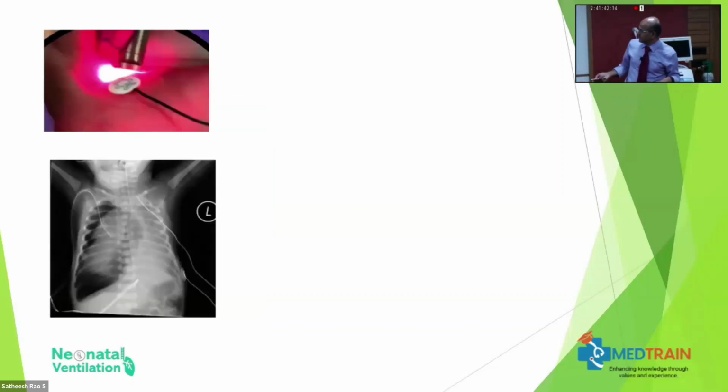So you can see here that you have a pneumothorax on that side. It's a tension pneumothorax. The lung has collapsed. The mediastinum is fully shifted.